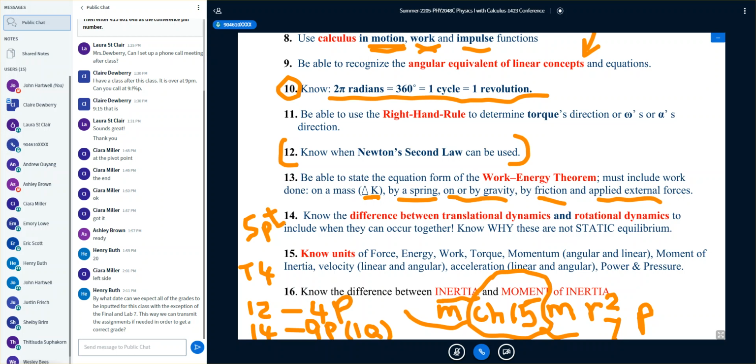Okay, so what date can we expect all of the grades to be inputted for this class with the exception of the final and lab 7? This way we can transmit the assignments if needed. My hope is by your test 4, and it looks like it will happen. So I did slow down in chapter 12, unfortunately, and I'll, of course, have your conference time today, maybe to finish up chapter 12, go on to 14 and 15, and then I'll backtrack to chapters 10 and 11.